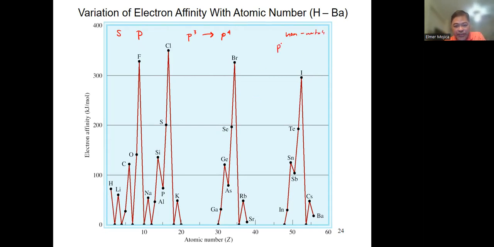It's usually in the what? P3 to P5. And if I'm not mistaken, there's what we call the trend that I have in my recorded lecture. So paano ano yung unusual trend nung tinatawag natin electron affinity.